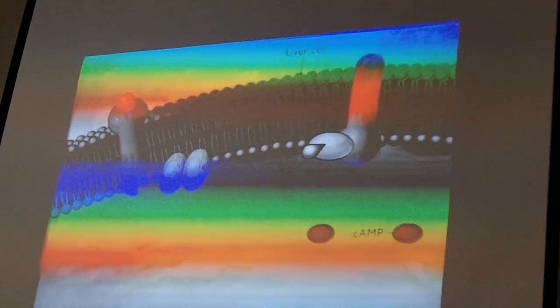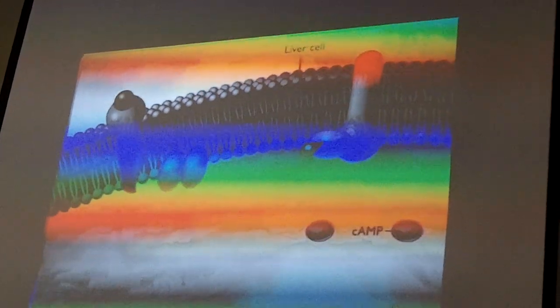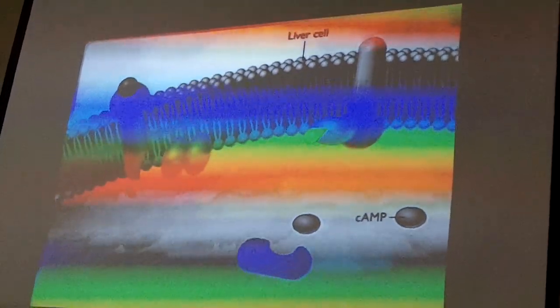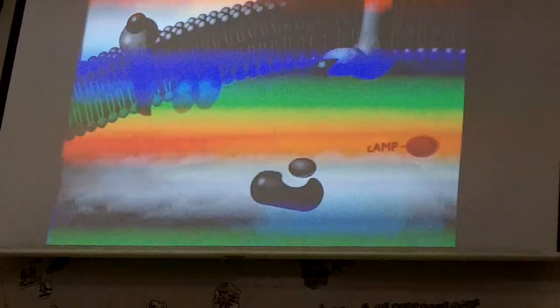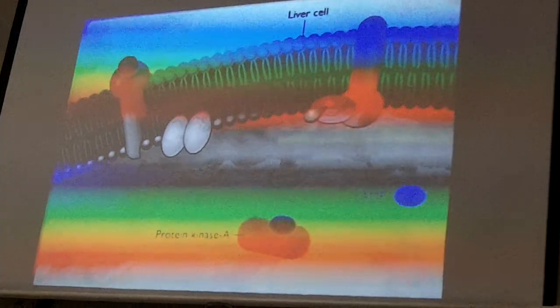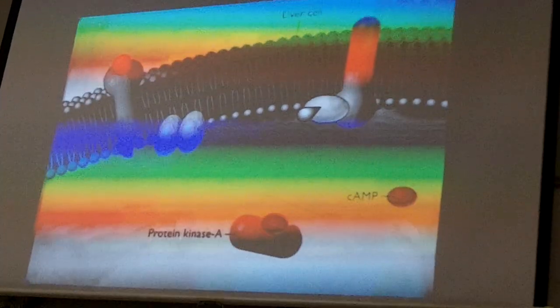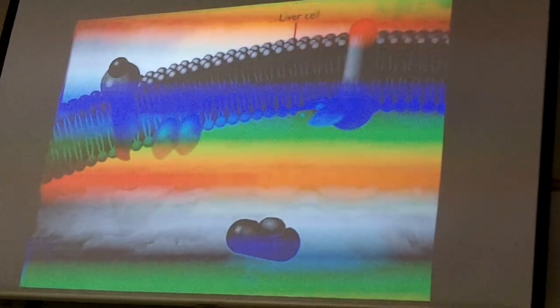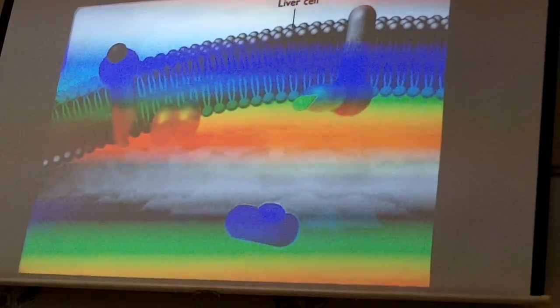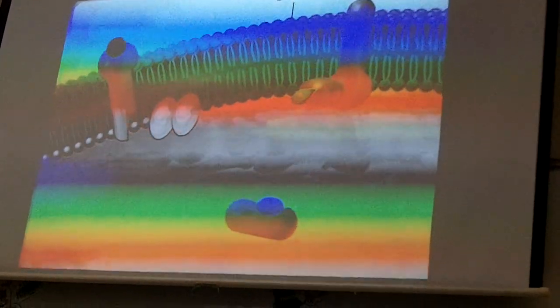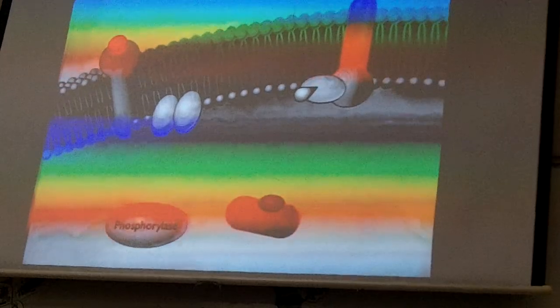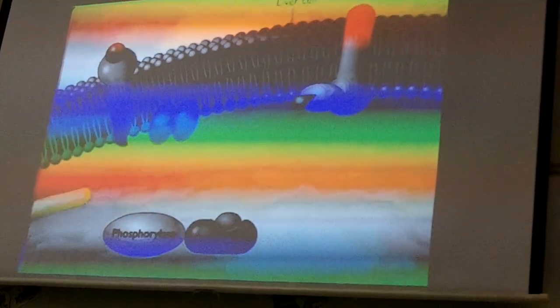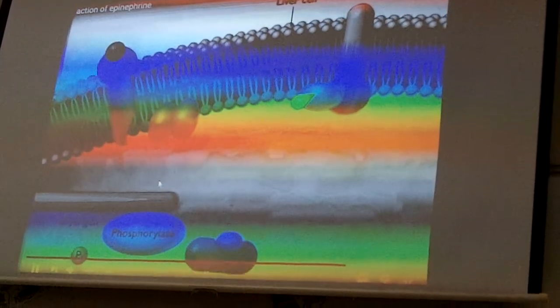The cAMP formed at the inner surface of the membrane diffuses within the cytoplasm, where it binds to and activates protein kinase A, an enzyme that adds phosphate groups to specific cellular proteins. In liver cells, protein kinase A phosphorylates and thereby activates another enzyme called phosphorylase, which converts glycogen into glucose 6-phosphate.